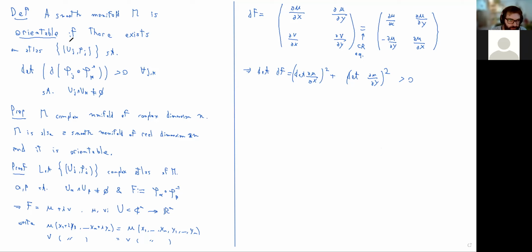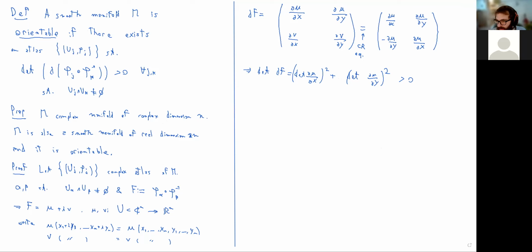Okay, so to recap what we did so far: we have defined what an orientable manifold is and proved that a complex manifold, if seen as a 2n-dimensional real manifold, is also orientable.